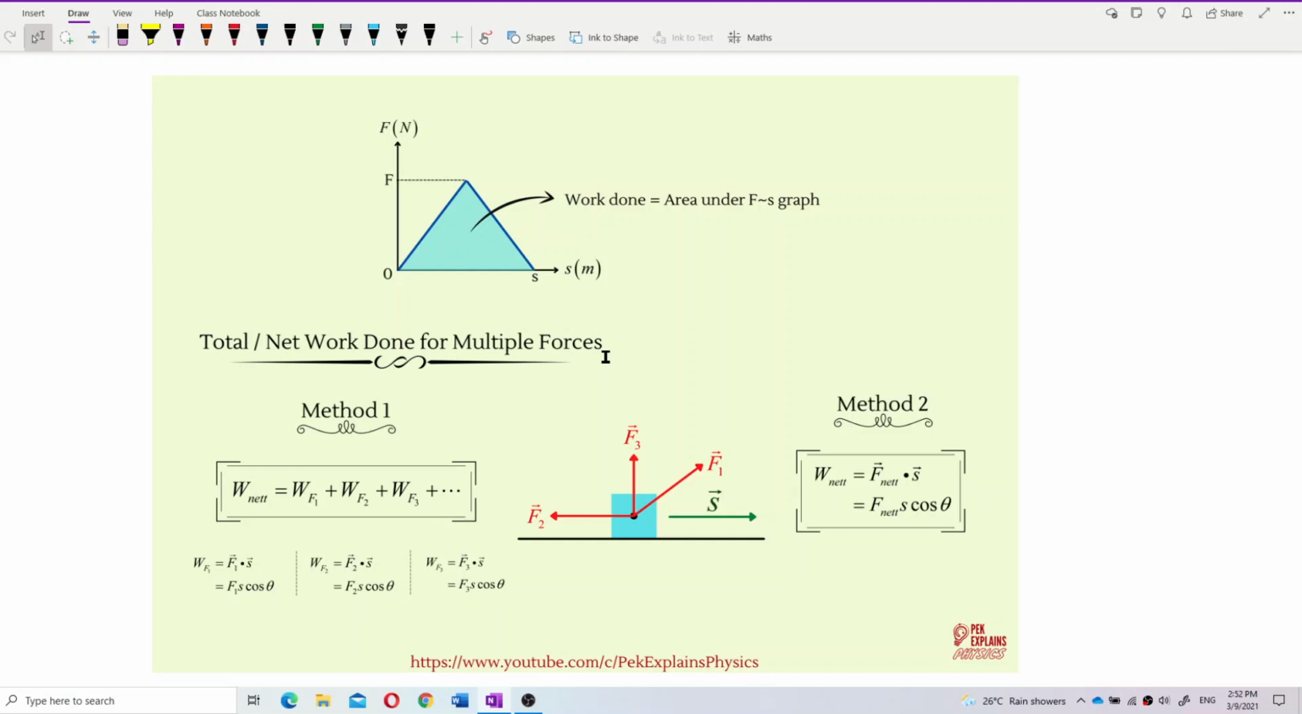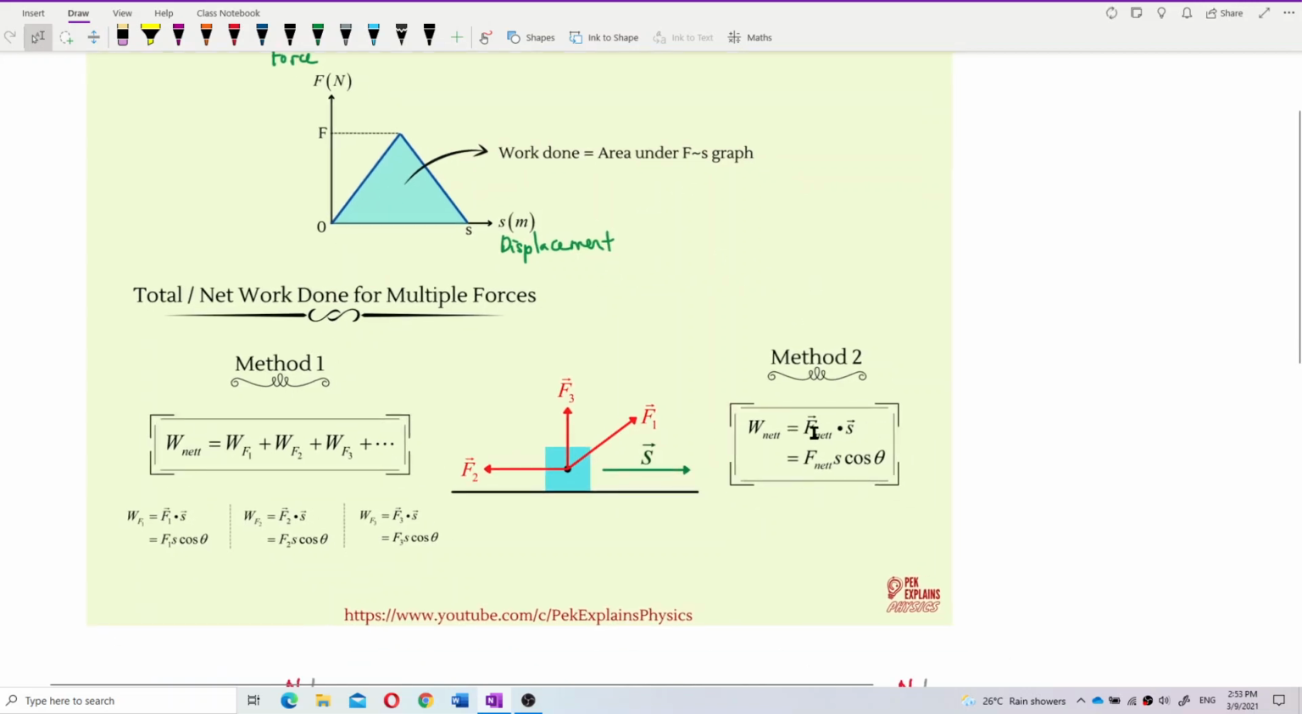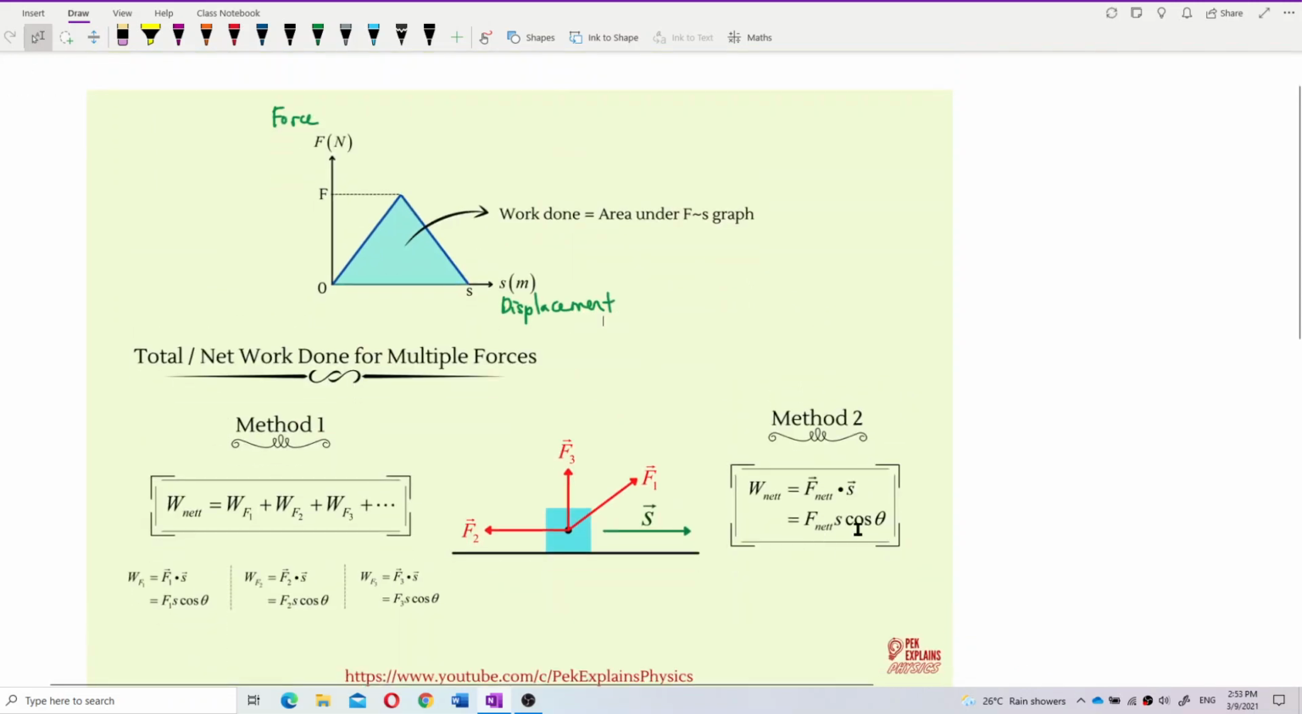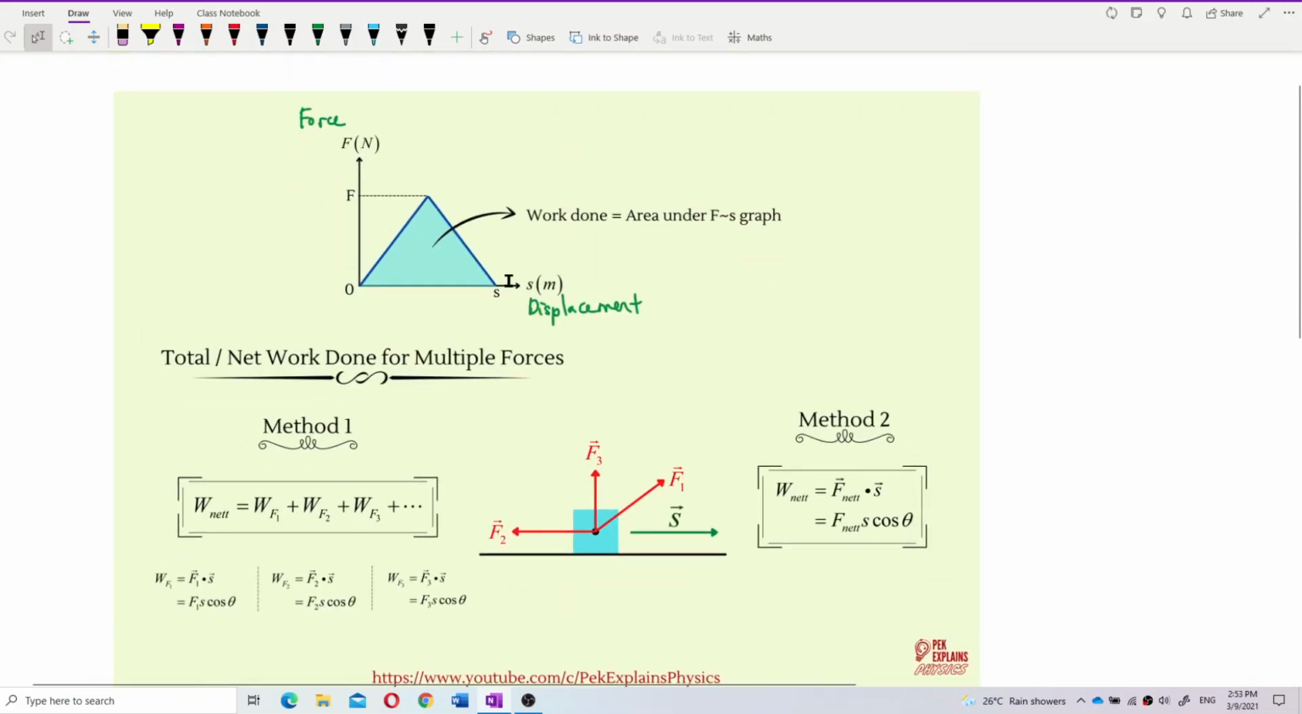Okay, now here we have a force displacement graph. I want to write it down here. This is a force versus displacement graph. The area under the force displacement graph is work done. Because if you look at the formula, work done equals force times displacement. That's why the area under the force displacement graph is the work done.